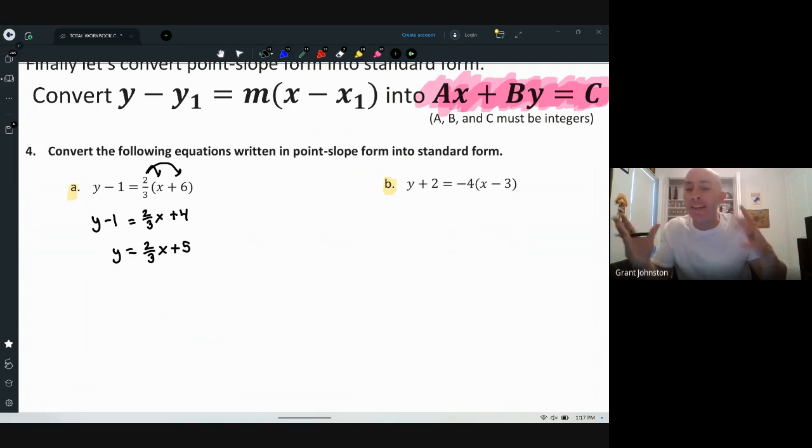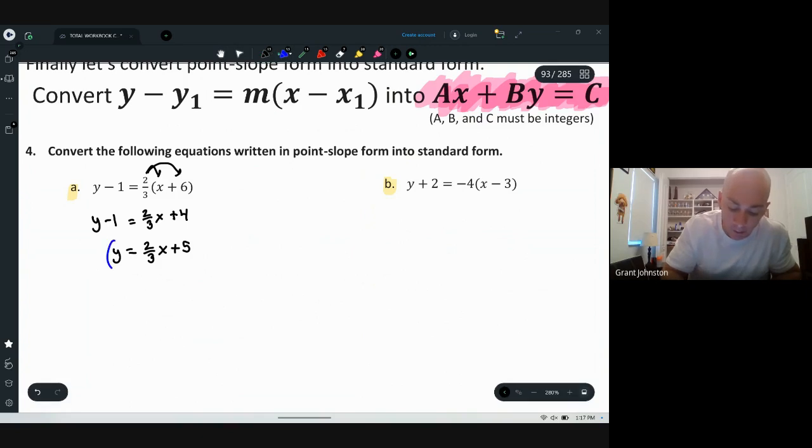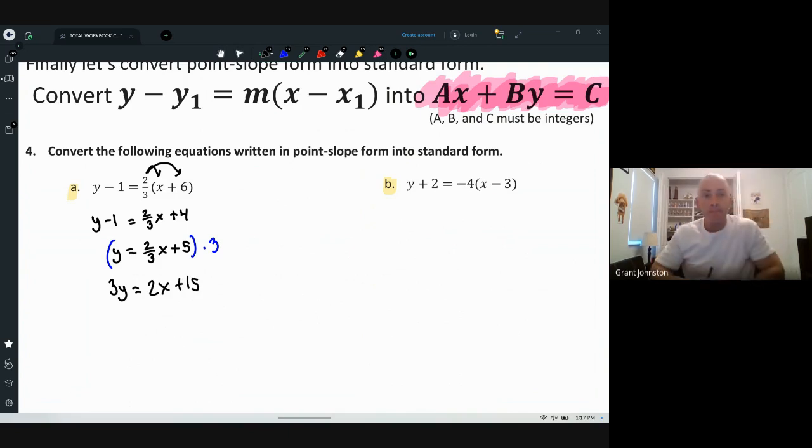And now I'm just going to do the exact same method we did above. Now I'm just going to convert it into standard form. So I'm going to clear that denominator. I'm going to multiply this whole thing by 3. So it's going to be 3y. 2/3 times 3 is 2x. 5 times 3 is 15. And then I need to move that x over to the left side. I'm going to subtract 2x on both sides. So I have a negative 2x plus 3y equals 15.